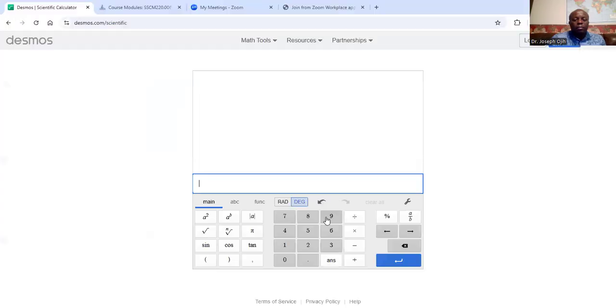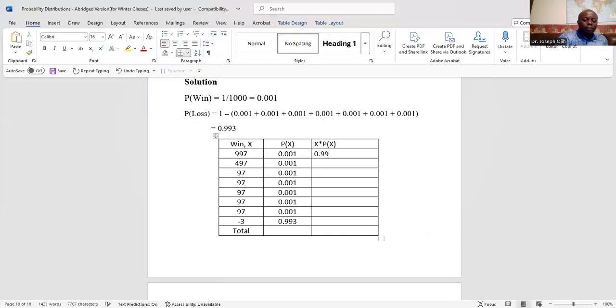We got 0.997 and 0.001 gives us 0.997. And if you follow that method, you're going to get the rest of them. I have them here on paper. I got 0.497. I got 0.097.